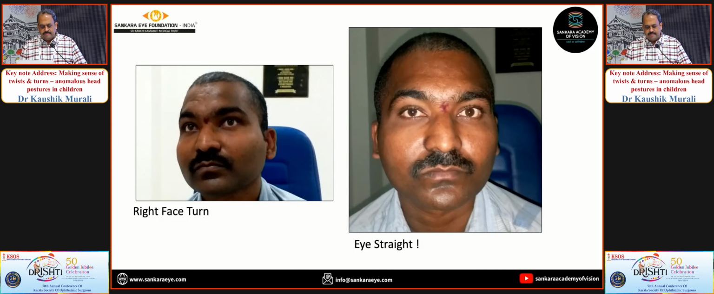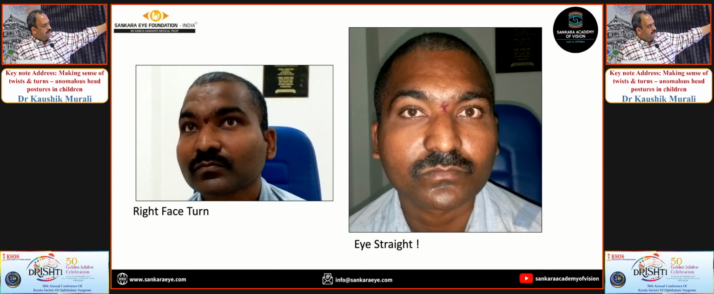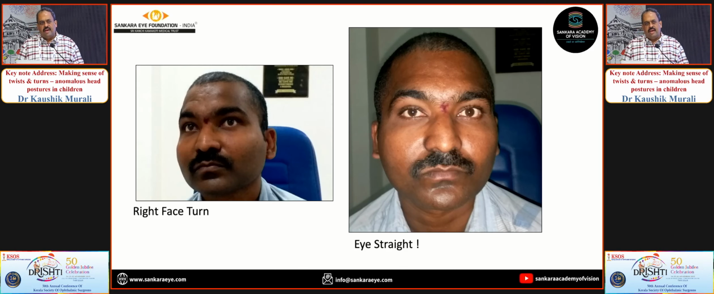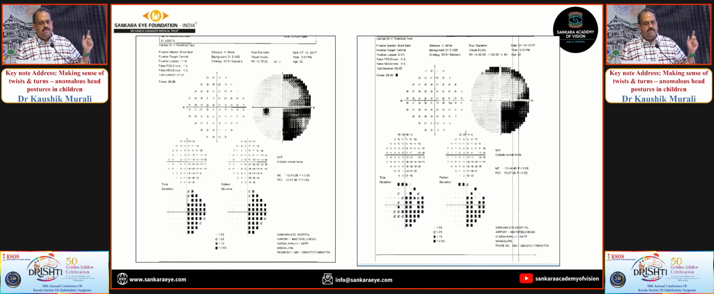So this again is obviously not a child, but I put this here because it's a very interesting case. It's very clear, this is a right face turn, but when we correct his posture, the eyes are straight. And this is a patient who does not have nystagmus. Now you are kind of confused, wondering what is going on. So in this patient, whenever you see such a condition where you correct the posture and you don't see a nystagmus, you need to do a visual field.